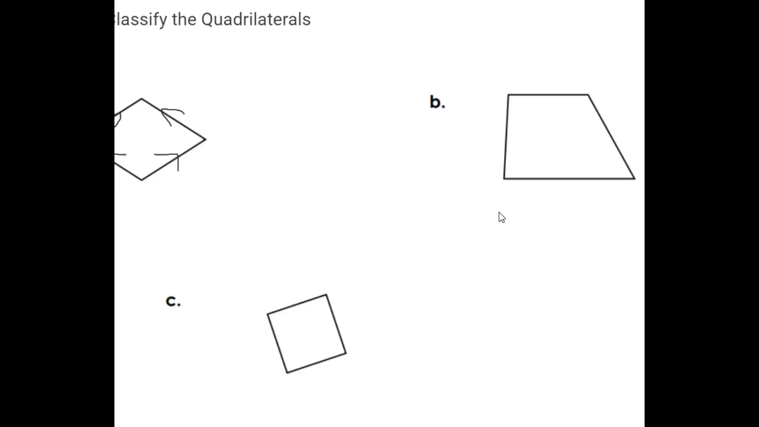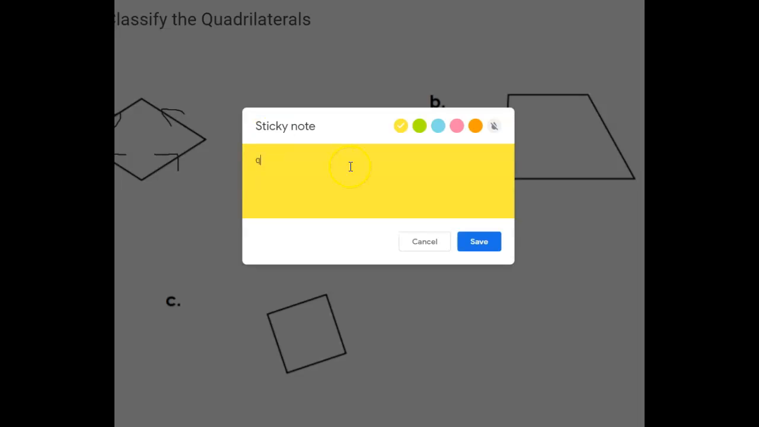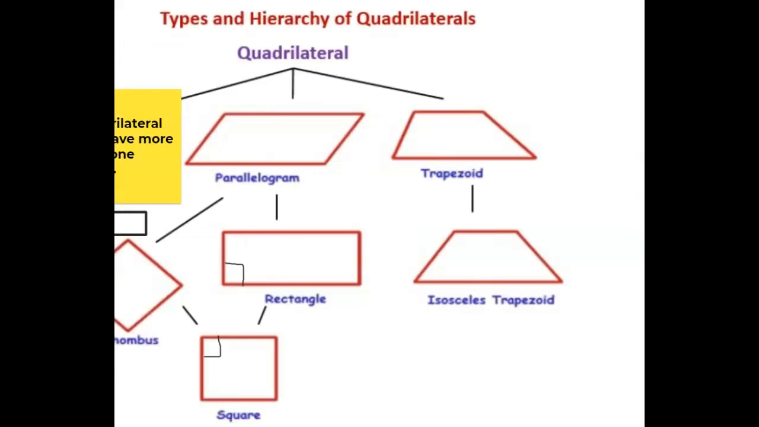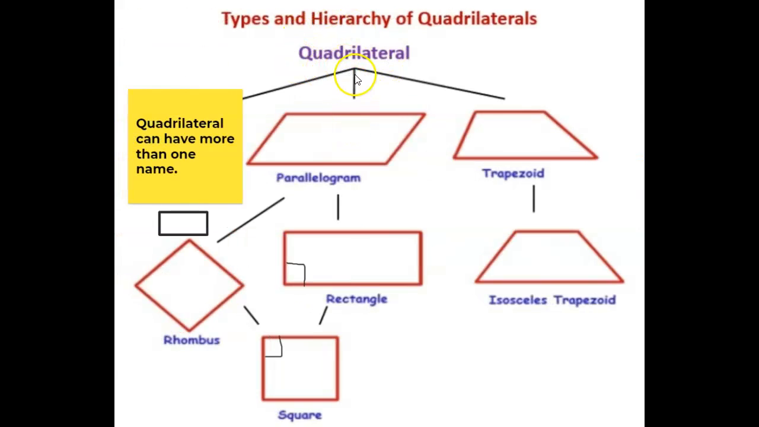Let's do another one. Let's look at B. All right, so B, does it have four sides? Yes. So that means it's a quadrilateral. That's the easy part, right? Quadrilateral. Now, I'll move this over here. Now let's see, what are we going to look at next? We know it's a quadrilateral, so it's either a parallelogram or not. Does it have two sets of parallel lines, or does it have only one set of parallel lines?